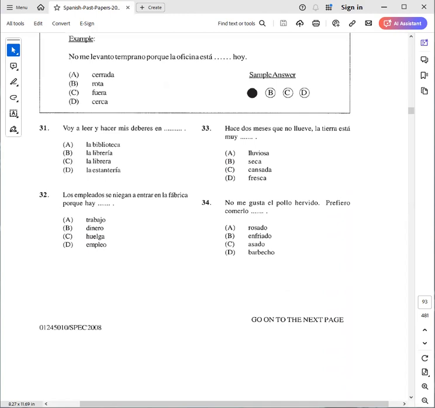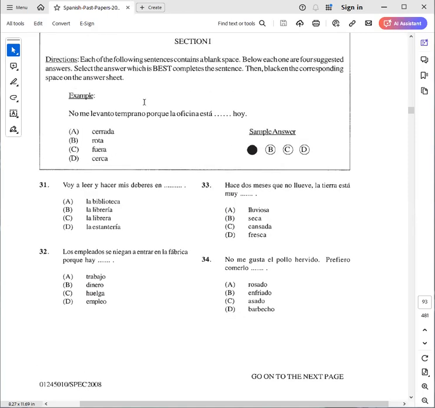Okay, so we're going to go through this now. I am going to read and do my homework in the library. E. So the employees refuse to work in the factory because there's a strike.